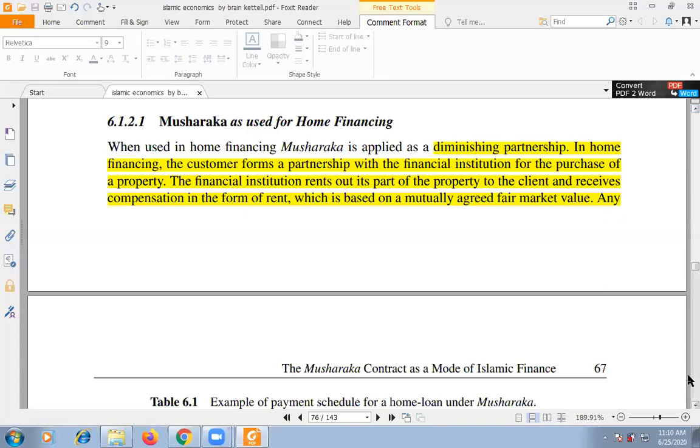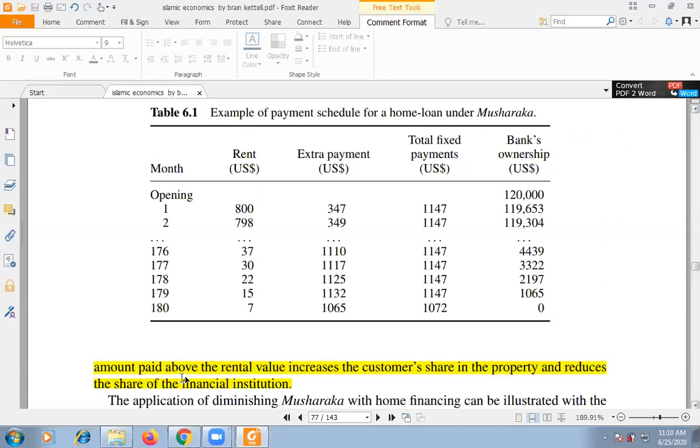Now, any amounts paid to the bank above the rental value increase the customer share in the property.